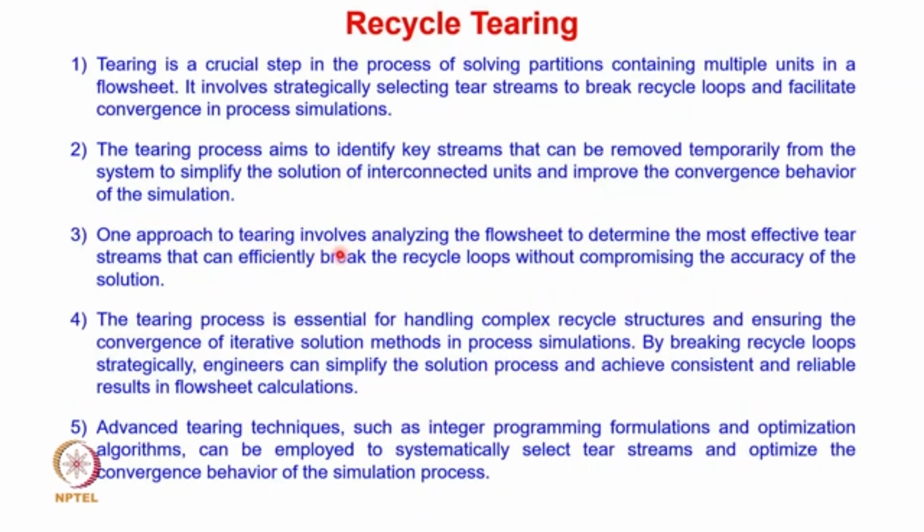One approach to tiering involves analyzing the flow sheet to determine the most effective tier streams that can efficiently break the recycle loops without compromising the accuracy of the solution. The tiering process is essential for handling complex recycle structures and ensuring the convergence of iterative solution methods in process simulations. By breaking recycle loops strategically, engineers can simplify the solution process and achieve consistent and reliable results in flowsheet calculations.